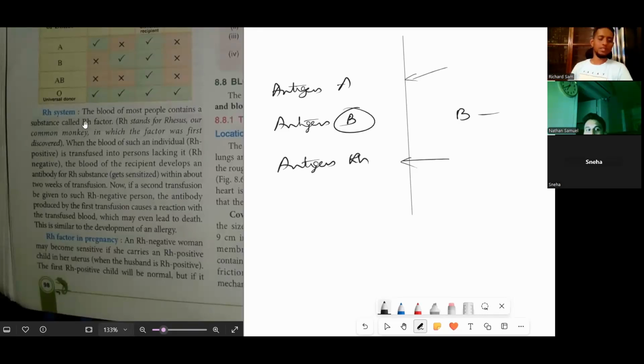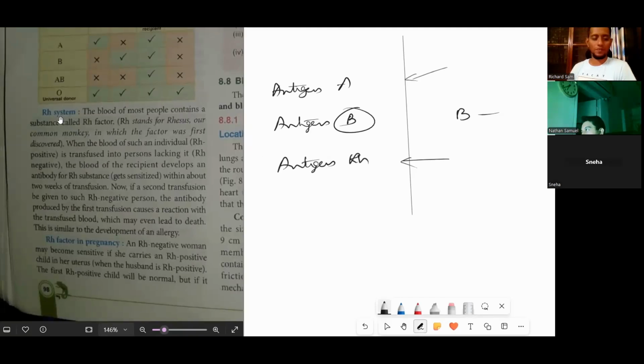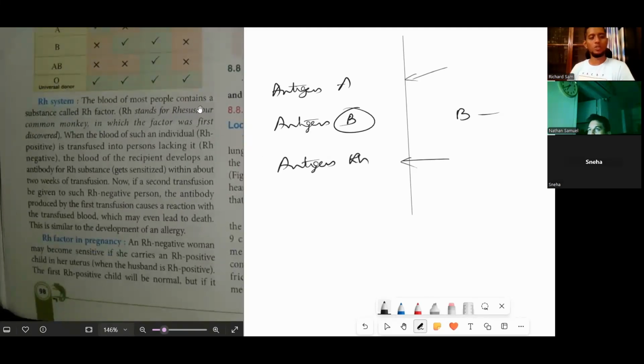Let's see what happens if a person takes the wrong blood group that he's not supposed to take. The blood of most people contains a substance called Rh factor. When the blood of an Rh positive individual is transfused into a person who does not have this Rh factor, that is, into negative blood, the recipient develops an antibody for the Rh substance.